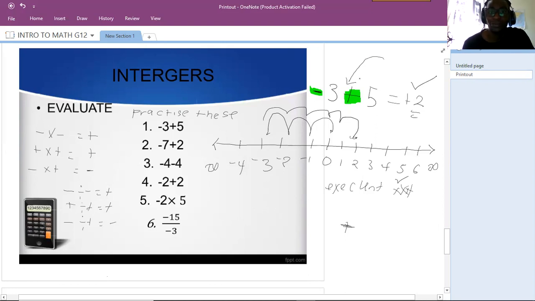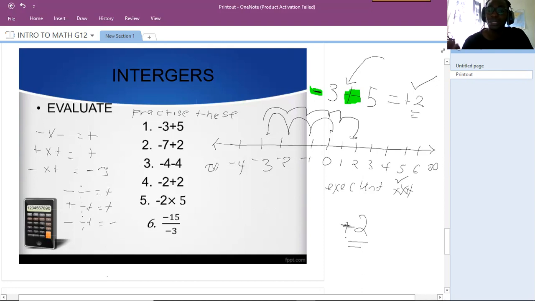Then you ask yourself, what's negative times positive? Negative times positive, it's negative, right? Meaning we are subtracting. What's 3 minus 5? It's 2. So that's how you find the answer.